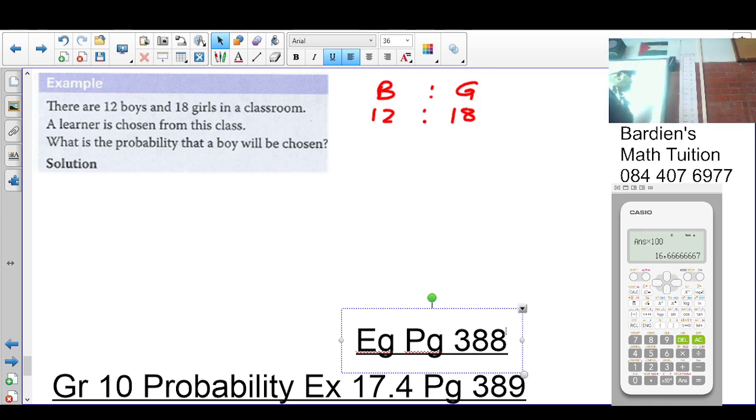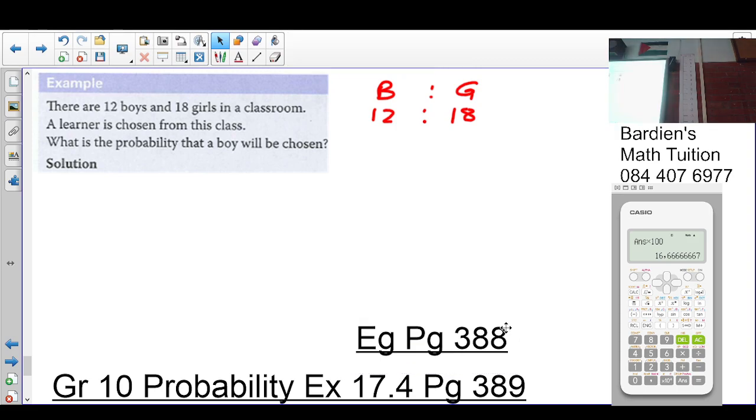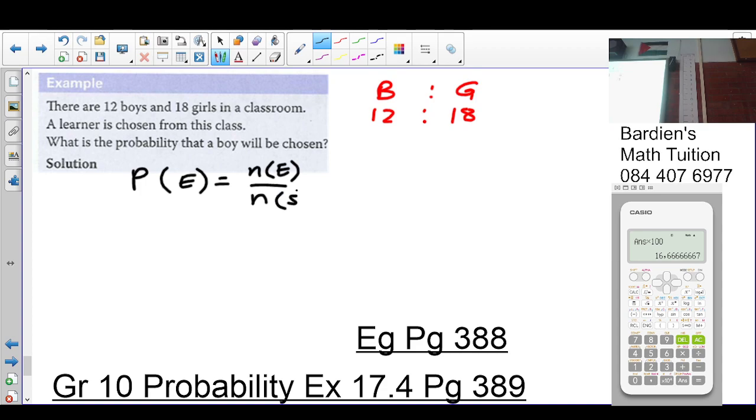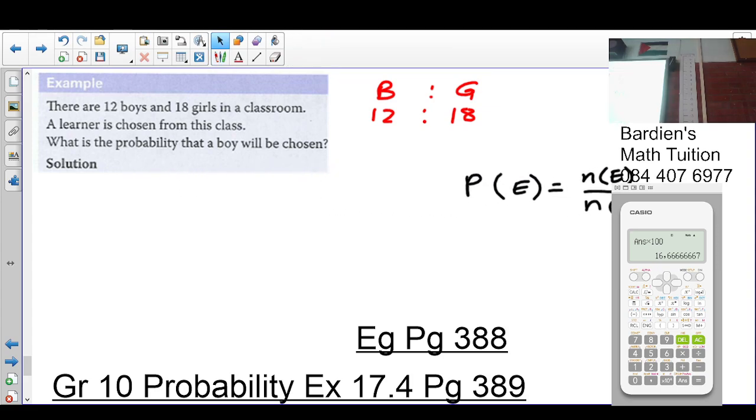Question 88. A learner is chosen from this class. What's the probability that a boy will be chosen? So again, how do we calculate the probability? The probability of an event is equal to the number of the event over the number in the sample space, which is also the number of favorable outcomes over the number of possible outcomes. This is your probability formula.